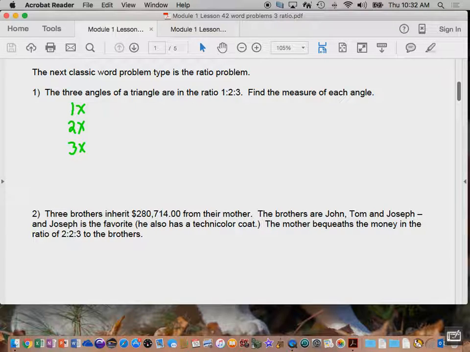Now, it talks about three angles of a triangle. What do you know about the angles of a triangle? They will never be right angles, and they'll never be opposite. You can't have two right angles. They equal 180 degrees. Very good. I'm very impressed that you're awake. Now, they add up to 180 degrees. So 1x and 2x is 3x, and 3x is 6x. 6x is 180. Divided by 6, x is 30. So this angle is 30, this one's 60, and that one's 90. That's really easy.